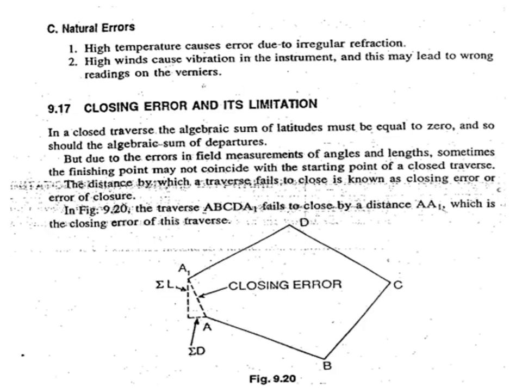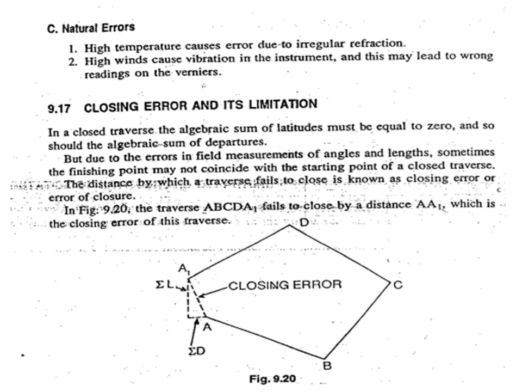In this slide, we are going to see the natural errors. The natural errors are because of high temperature causes error due to irregular refraction. Also, high winds cause vibration in the instrument and this may lead to wrong reading on the vernier. Then we are going to see what is the closing error and its limitation.